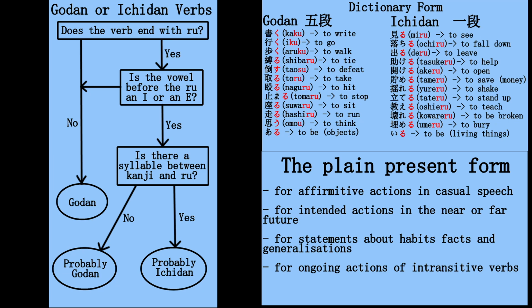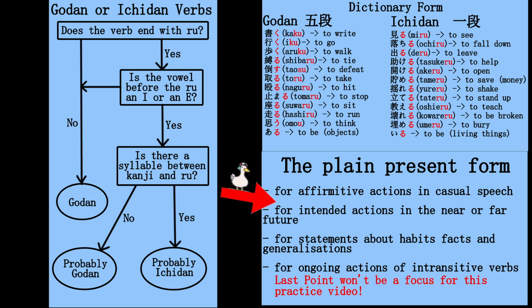And to the summary of the final question, for what is the dictionary form used? Use it to state an affirmative intended action in the near or far future. Kore wa taberu. I'm going to eat this. And the second point is, you can use it to state an affirmative habit, fact or generalization. Asagohan wa itsumo taberu. I always eat breakfast. That was the summary, and without wasting much time, let's go to the practice and roll the first segment.